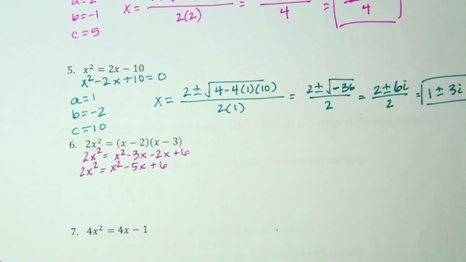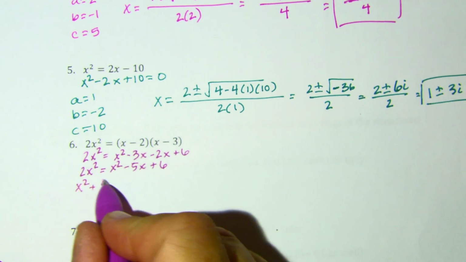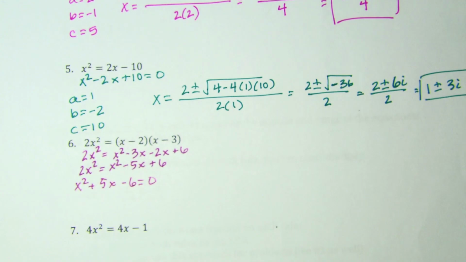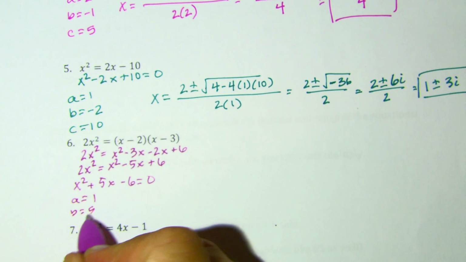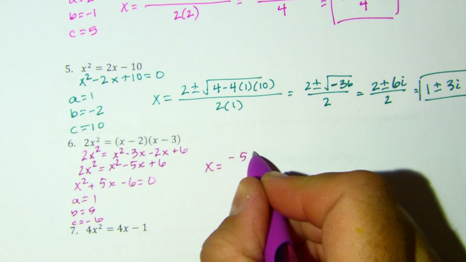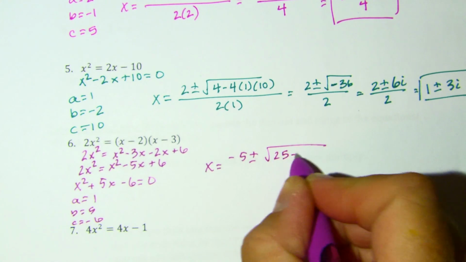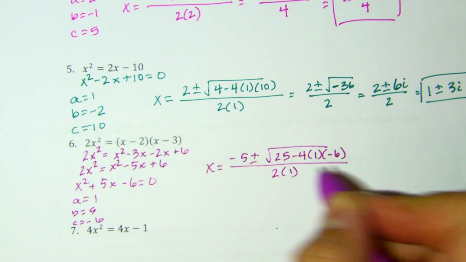And then getting everything onto one side, subtracting x squared from both sides, we have x squared plus 5x minus 6 equals 0. And we can go ahead and solve here. So this is actually one that I know we could use the x method for and it would work out, but we're practicing the quadratic formula, so that's what we're going to use. a is 1, b is 5, c is negative 6. x is equal to negative 5 plus or minus the square root of 25 minus 4 times 1 times negative 6, all over 2 times 1.